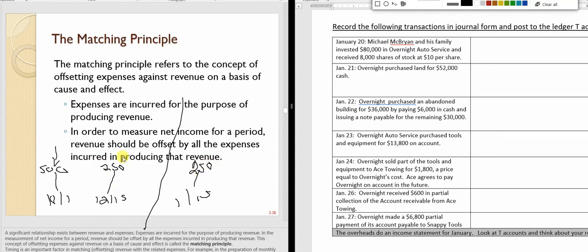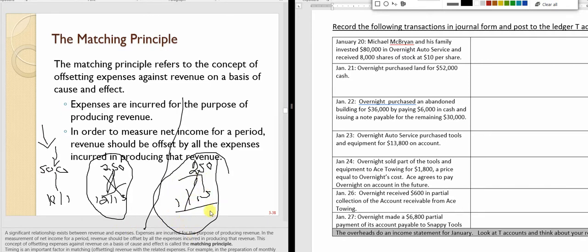I recognize half my revenue when half of the expenses were incurred, and I recognize the other half here. So you're going to see in chapter 4, since we got the cash here, we're going to have to do something with that. But for our purposes, the matching principle says since the expenses to earn that revenue happened on this date, that's the day I record $250, and the expenses happened on January 15th, so that's the date.